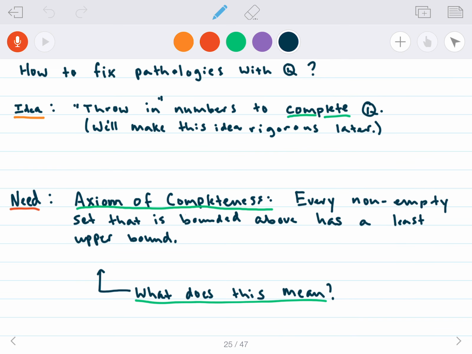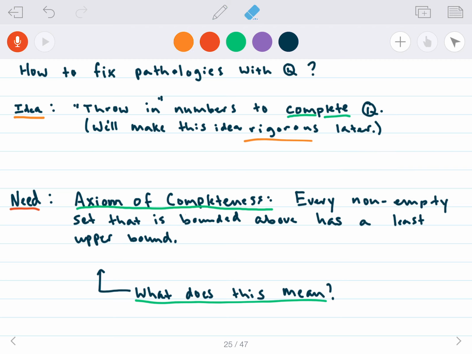So how do we fix the issues with Q? The idea, and this is very imprecise, is to throw in numbers to complete Q. We'll talk about what it means rigorously to complete Q later. But intuitively, if you're looking at all of the rationals between 0 and 1, you complete it by throwing in every real number so that the line segment from 0 to 1 is completely continuous. There are no gaps anywhere.